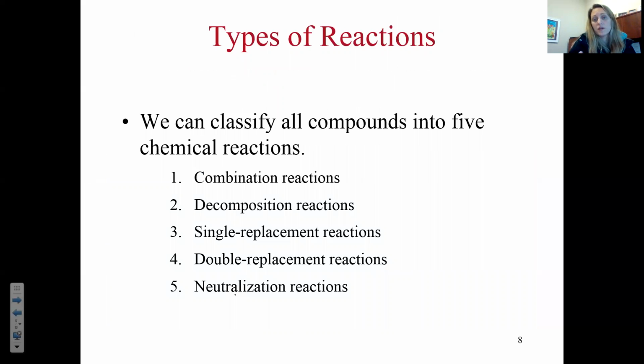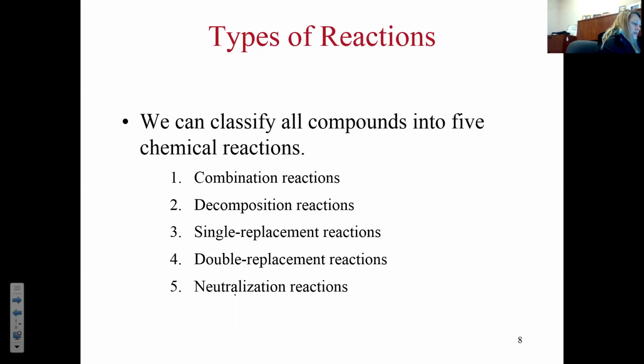Okay, so this is really the bulk of the lecture, and this is past the vocabulary words. This is what I want you to know. We can classify all compounds into basically 5 types of chemical reactions. The first one is what we call a combination reaction. I'll turn this so you can see what I'm going to be writing.